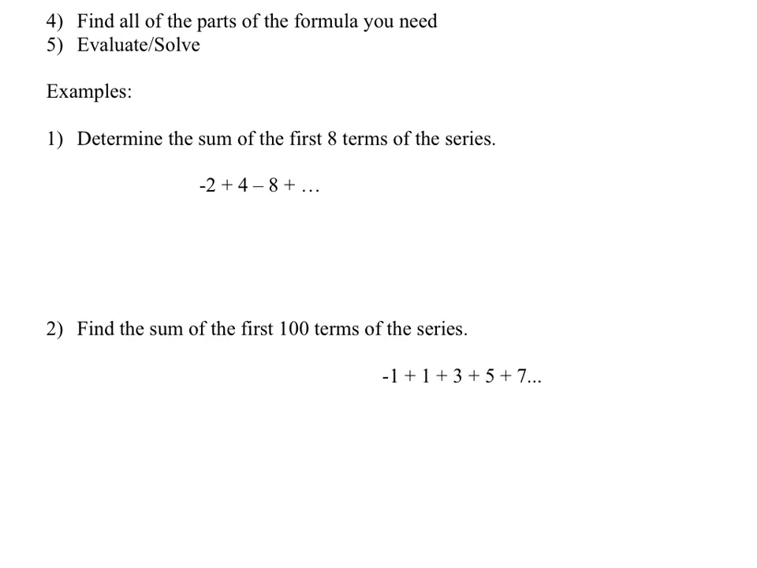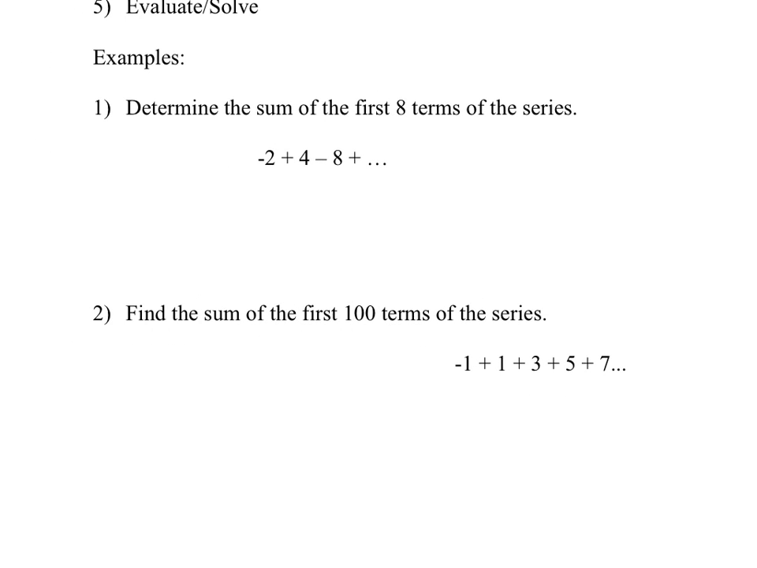To determine the sum of the first 8 terms of the series. Looking at this, is it a difference or is it a ratio? To me, it looks like a ratio because it's going positive, negative, and you can't do that in adding. So looks like a common ratio. The common ratio is 4 over -2 or -2.